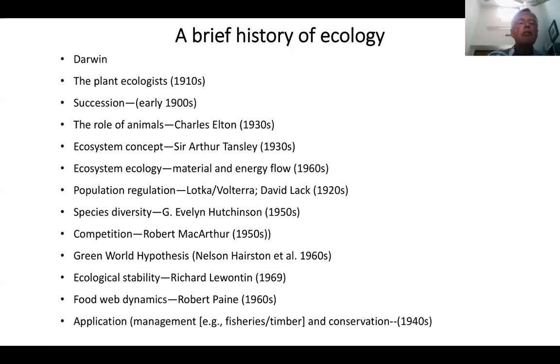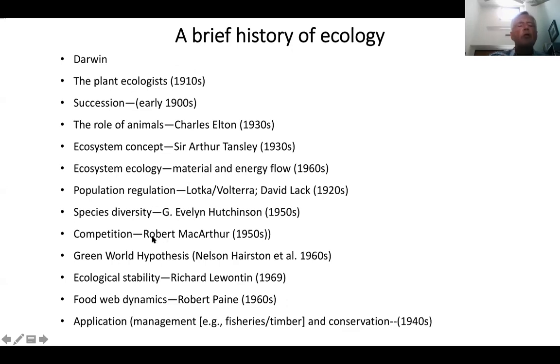The next major development in the history of ecology was the study of competition. There was a period of probably 20 or 30 years in the history of ecology where competition was thought to be the main cause of the distribution and abundance of species. And probably the most important or influential person in that period of study was a man by the name of Robert MacArthur, who was at Princeton, all right?